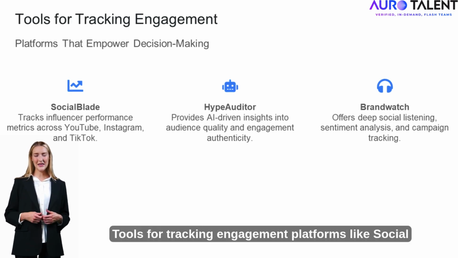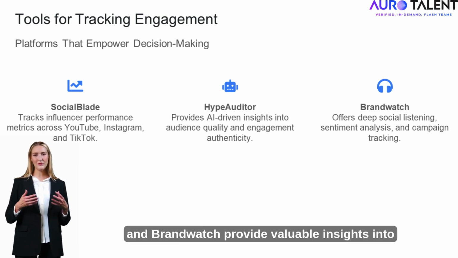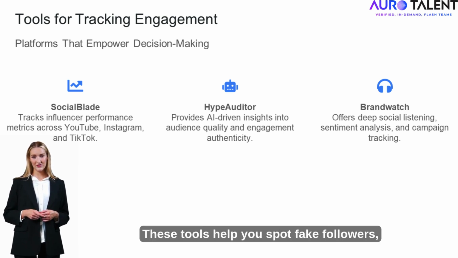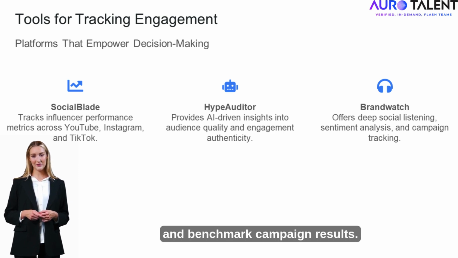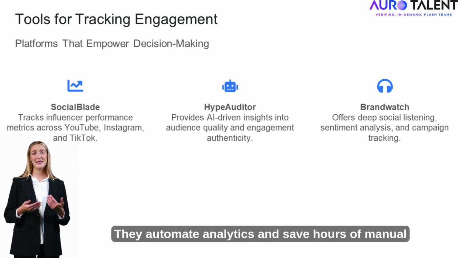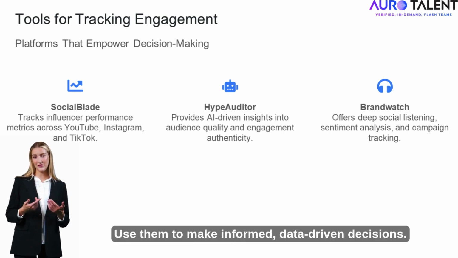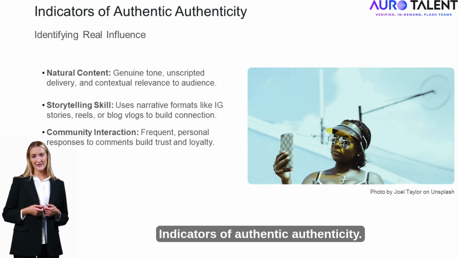Tools for tracking engagement. Platforms like Social Blade, Hype Auditor, and Brandwatch provide valuable insights into influencer performance. These tools help you spot fake followers, detect audience trends, and benchmark campaign results. They automate analytics and save hours of manual review. Use them to make informed, data-driven decisions. No guesswork, just clarity.